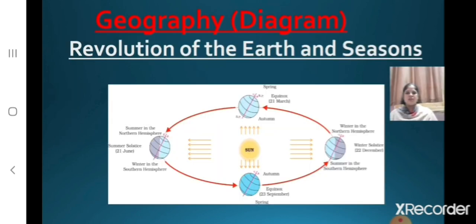Now let's see the geography diagram. This diagram is about revolution of the earth and seasons. It is in your geography textbook in lesson number 3, motions of the earth, on page number 19. Children, you have to draw this diagram neatly. You have to show the summer solstice, winter solstice and equinox.